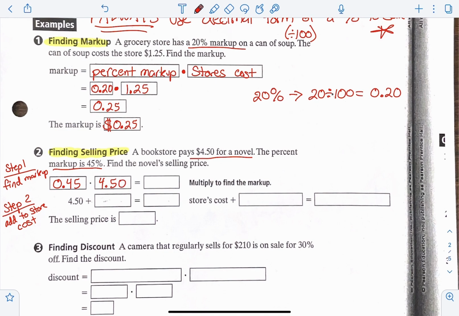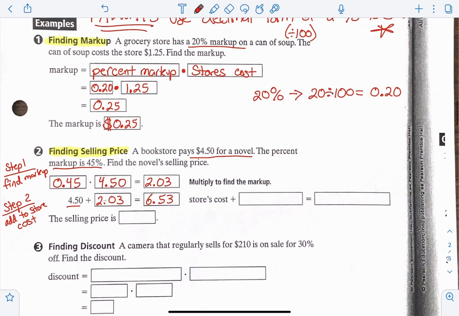And I'm going to do that to figure out what the actual markup is. 0.45 times 4.50 gets me 2.03. That was step 1, finding the markup. Now we're going to do step 2, where we take how much they pay for it and add the markup, which is 2.03. And when we add those together, we get 6.53. So they sell that novel for $6.53.